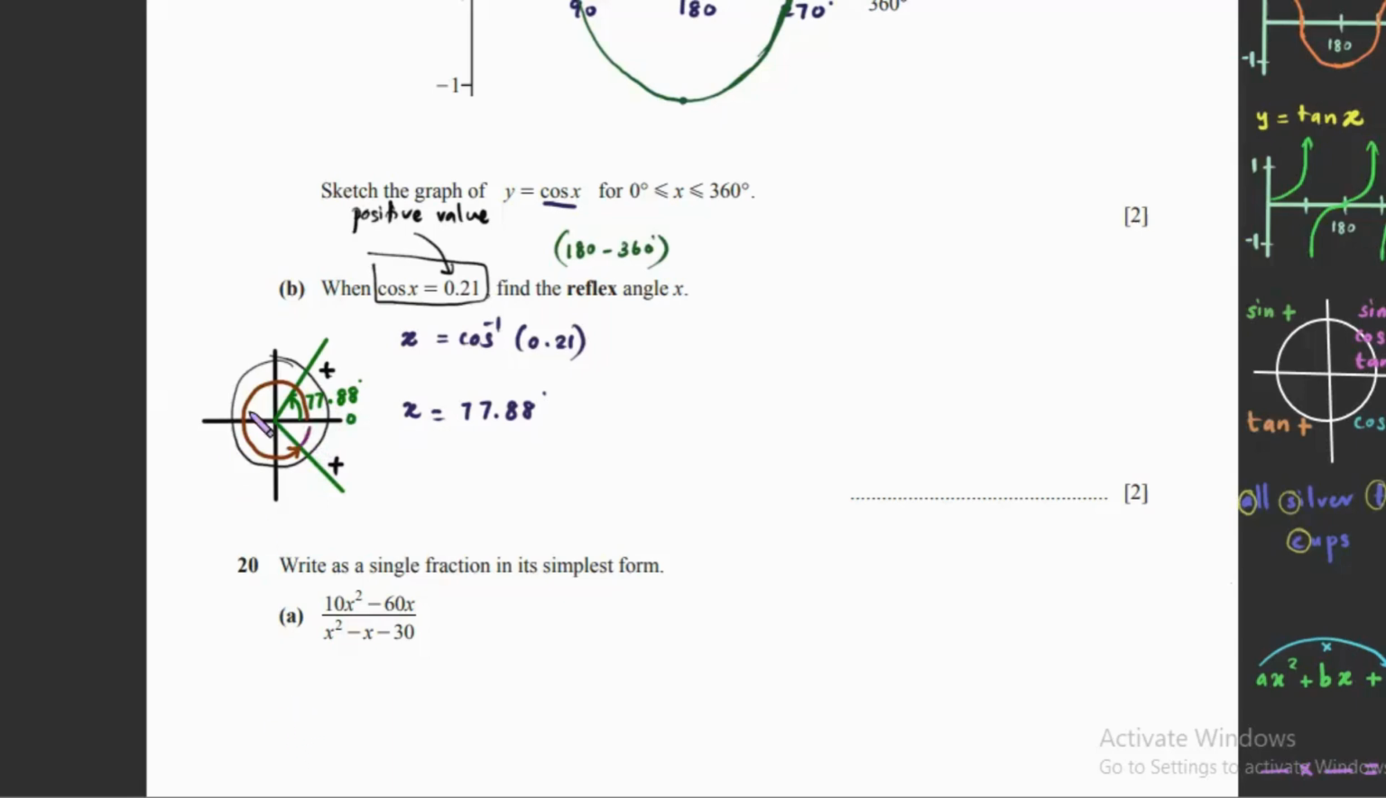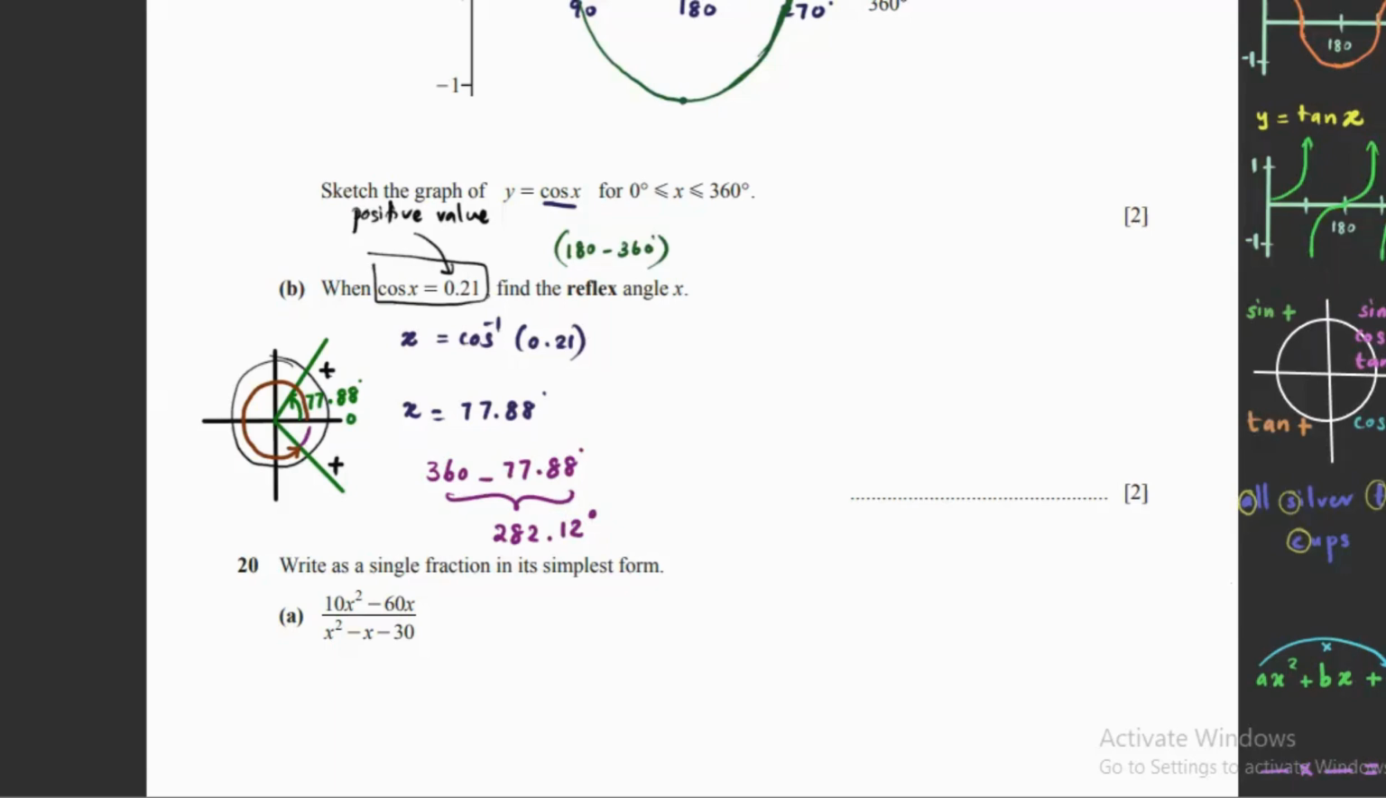So angle around a circle is equal to 360 degrees. So from 360 degrees, if I deduct this 77.88, I will be able to find the value of the reflex angle. So from 360, if I deduct 77.88, this gives the reflex angle, which is equal to 282.12 degrees. This is the angle that we are supposed to find.